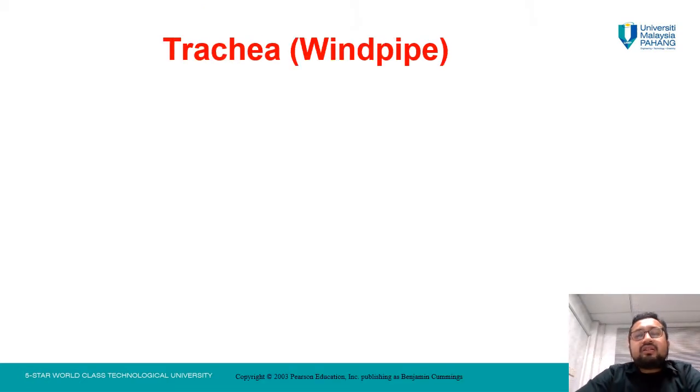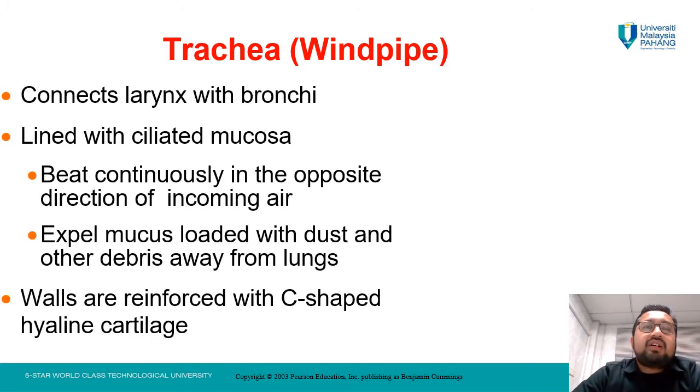The trachea is like a windpipe. It has many rings and connects the larynx with the bronchi. So we have talked about the pharynx and the larynx. Now we go to the next part, which is the trachea. The trachea connects the larynx to the bronchi. The bronchi already enter part of the lungs system. The trachea is lined with ciliated mucosa.